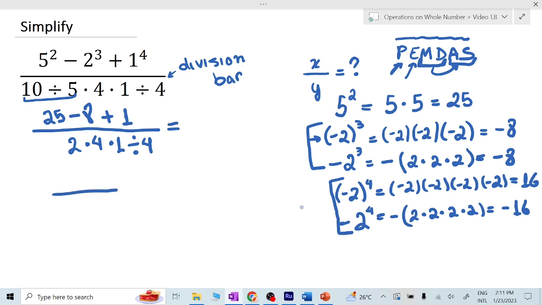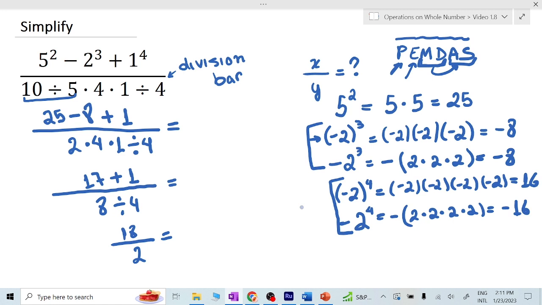Let's go to the numerator now. 25 minus 8 is going to be positive 17 plus 1. Here, again, we're going to solve 2 times 4, 8 times 1, 8. So the 8 divided by 4. Now, I have 17 plus 1, which is 18. And 8 divided by 4, which is 2.